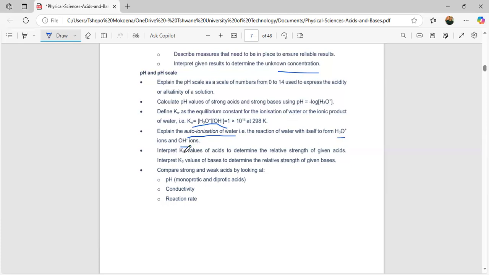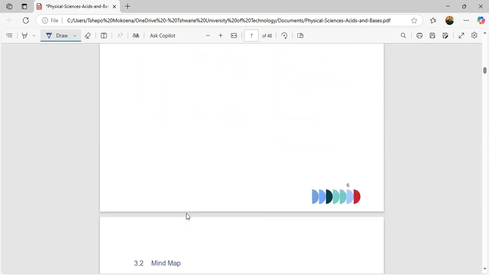And then we're going to have to interpret the Ka. This is the ionization constant for acid, and Kb the ionization constant for base. We're going to determine the relative strength of a given acid using that, and of a base as well. Then compare strong and weak acids by looking at their pH, whether monoprotic or diprotic. We're going to look at the conductivity, which solution can conduct electricity, and so forth. Then we're going to look at the reaction rate, which is now a combination of reaction rate with acids and bases. Also, during the calculations it involves chemical equilibrium, but yeah, we will see how we go there.